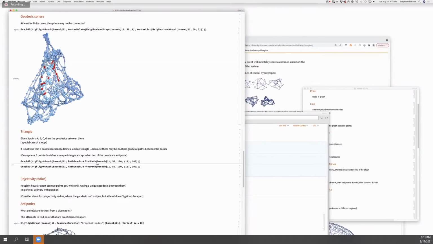Okay, here's a question. Nick is suggesting triangles as a wedge product between two paths. What is a wedge product? Given two paths, you can look at all the crisscrosses between those paths.